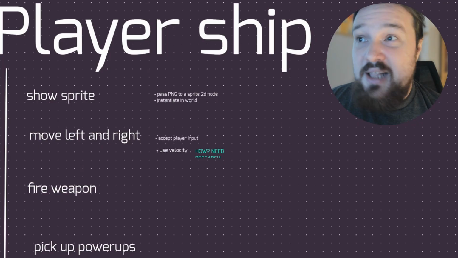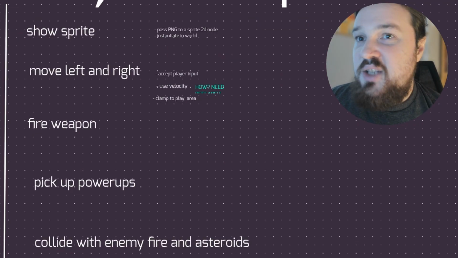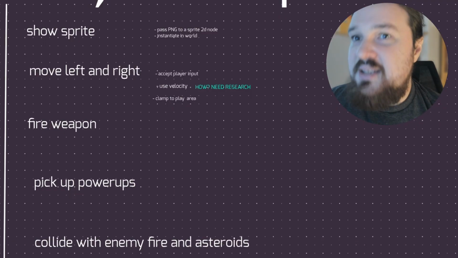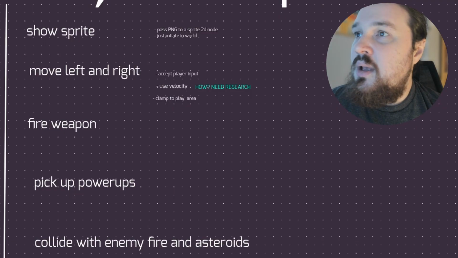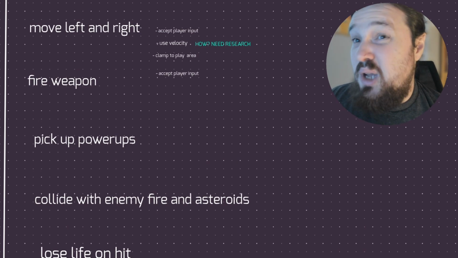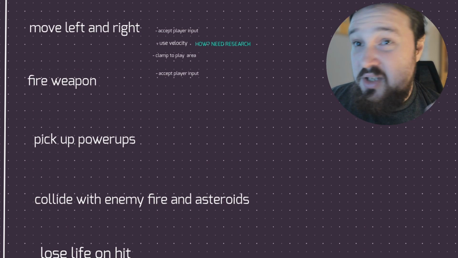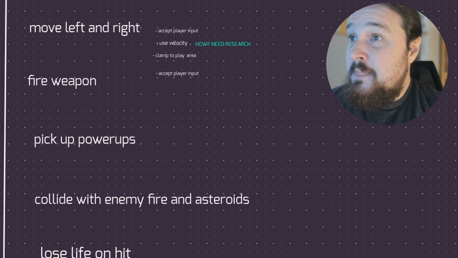Another thing we can do is clamp to play area. Again, this is not exhaustive, but it is a list of things we can just start working on to get this going. Let's move on to firing the weapon. Again, we need to accept some player input. Again, I'm not going to get into detail unless this becomes something complex. We can just assume there's going to be a fire button.